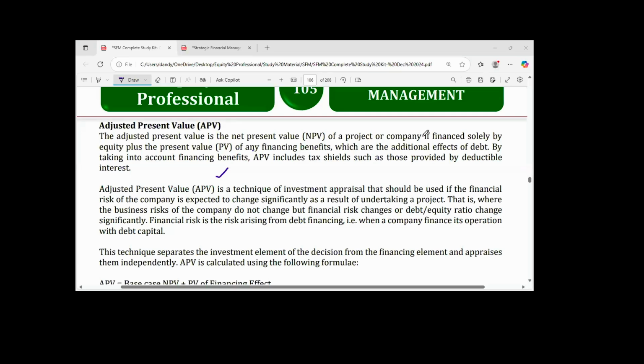Once you see issue cost or subsidized loan, it is APV that you are going to calculate, because APV is a technique that separates cash flows from operation from the cash flow arising from financing and appraises each independently. So that is basically the introduction to adjusted present value.